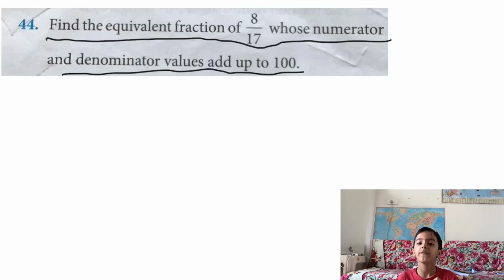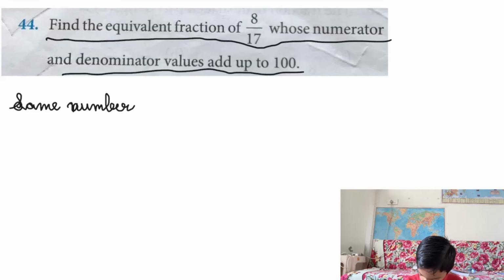So, to find the equivalent fraction, we should multiply the numerator and denominator by the same number. So, here we'll let the same number be n. So, here 8 by 17 will be 8n by 17n, because we are multiplying the numerator and denominator by n. So, it will be 8n by 17n. And here they are saying the numerator and denominator add up to 100.